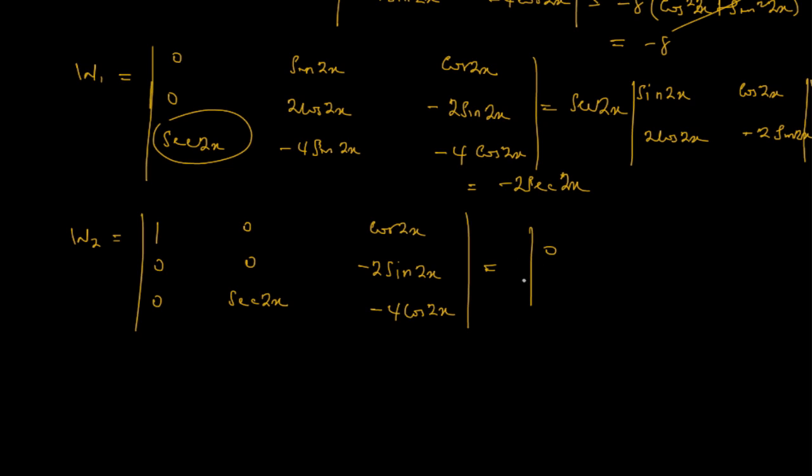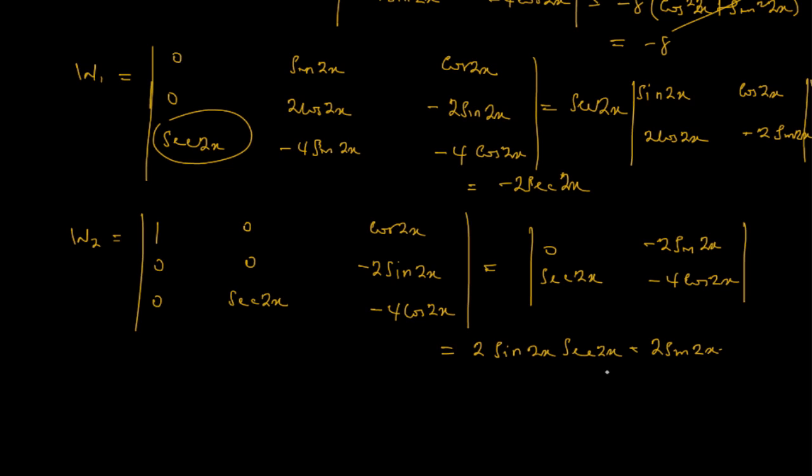So we have 0, sec of 2x into minus 2 sine of 2x, minus 4 cosine of 2x. So this times this is 0, minus this times this. So that will give us 2 sine of 2x times sec of 2x. So 2 sine of 2x times, now sec is the same thing as 1 all over cosine of 2x. So this gives us 2 tan of 2x.